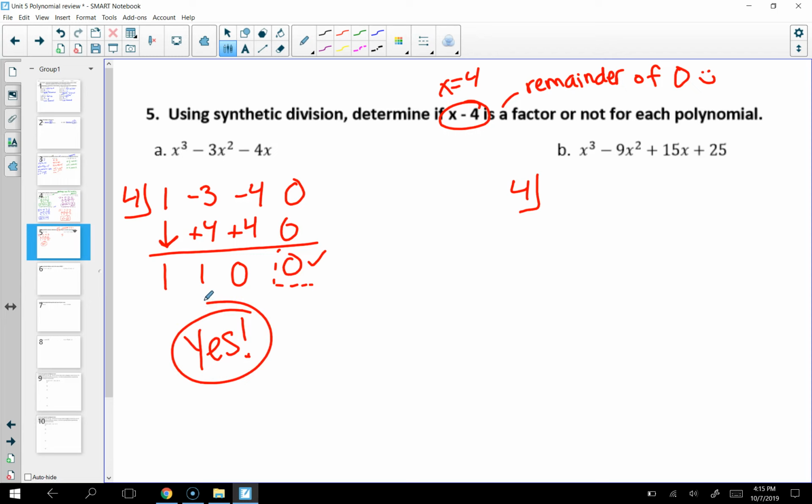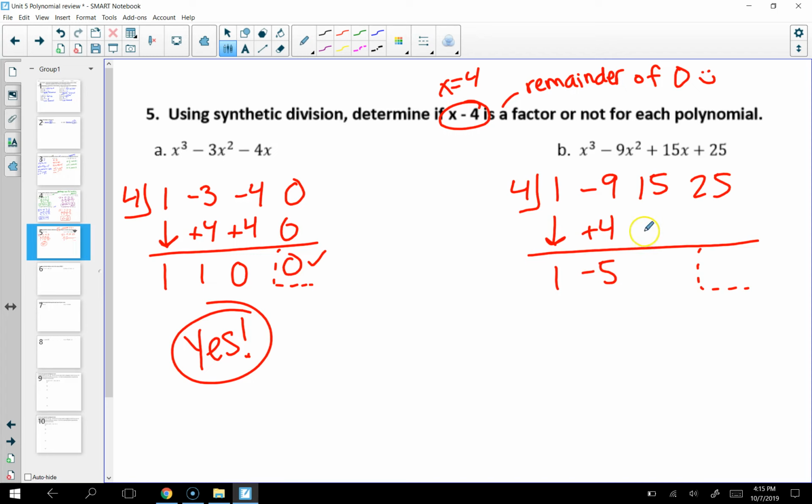Alright, part B. 3, 2, 1, and none. Nothing is missing, so we're going to drop my coefficients as I see them. First guy gets dropped, hoping to get a 0 in that box. So we're going to multiply. Subtract this time. Oh, look at that. Our remainder is 5. So this is a no. That was not going to be a factor. So remainder of 0 means it is a factor. This guy didn't happen.